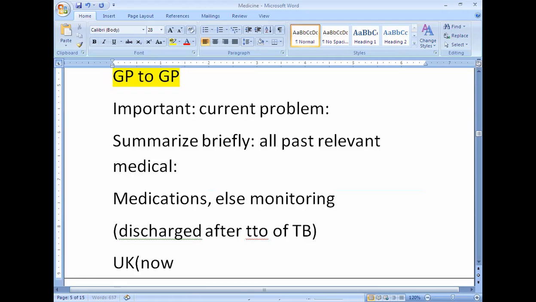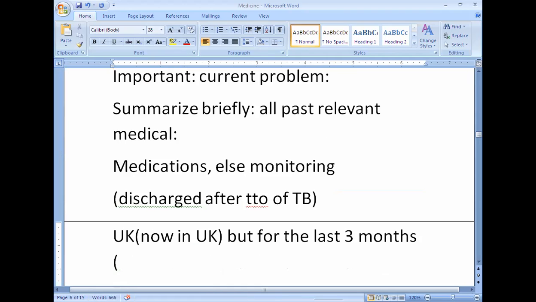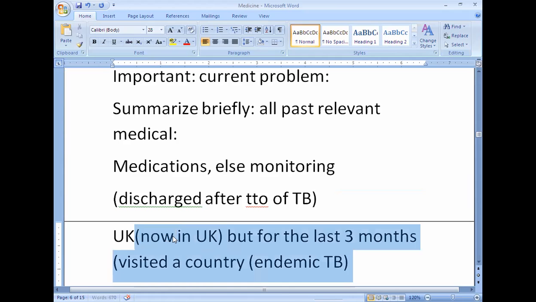In the UK. But for the last 3 months, the patient visited a country. Let us not take the name of any country because people will feel offended. He visited a country where TB is endemic. Okay, is this a risk factor or not for TB? Yes, this is a risk factor.